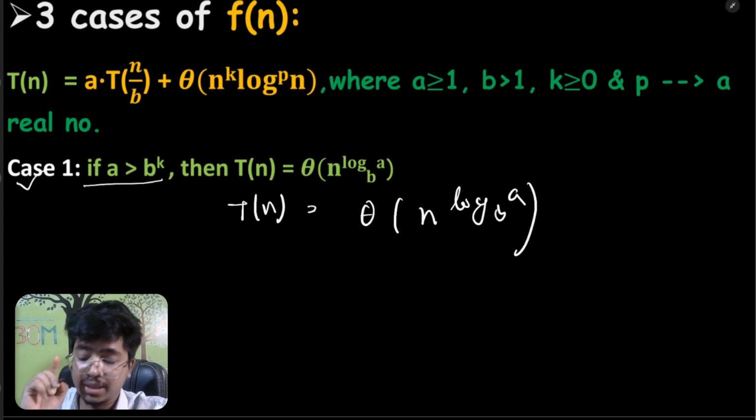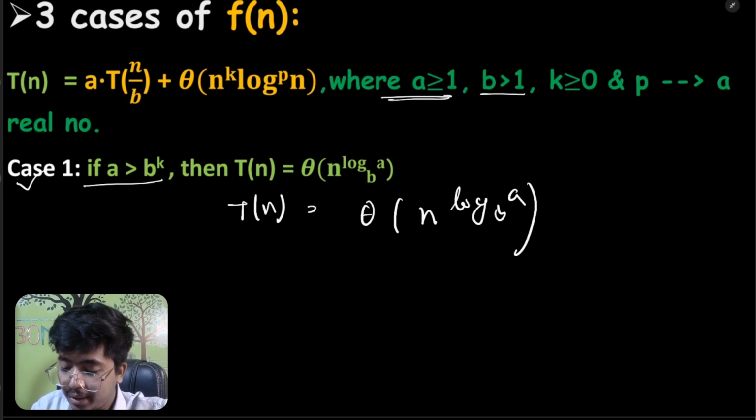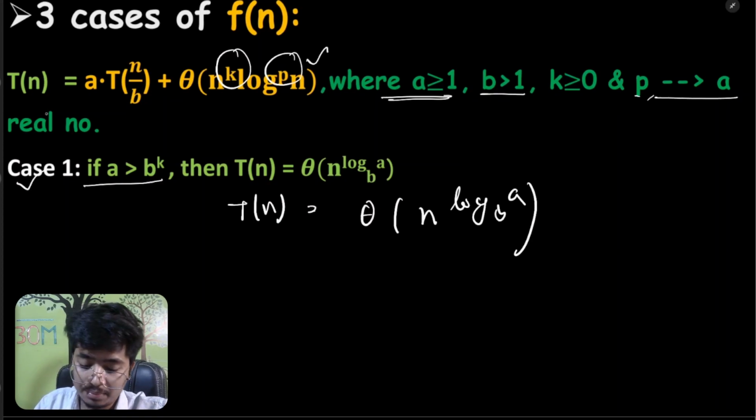The first condition: notice here in our standard equation, a must be greater than or equal to 1, b must be greater than 1, k should be greater than or equal to 0, and p should be a real number. That is case 1.